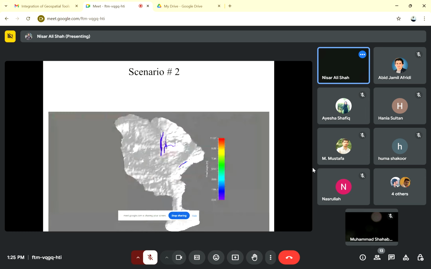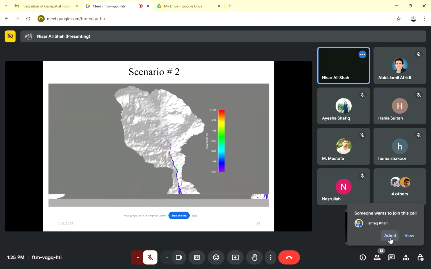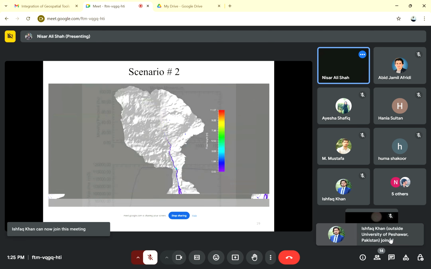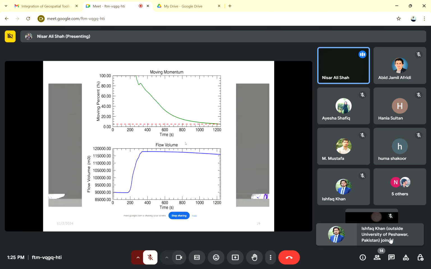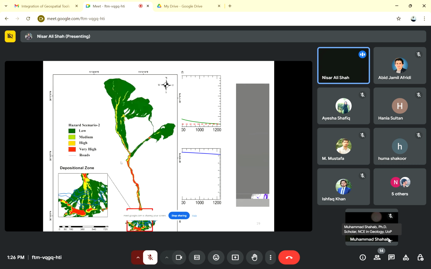For the second scenario, the second release area is considered. You can see the simulation. In the second scenario, as in the first, you notice that the flowing volume was almost 95,000 meter cube, but in this scenario, you can see it is rising to 1,1500. And same as for the first scenario, we shifted that data to the RGS and calculated the vulnerability of the area.